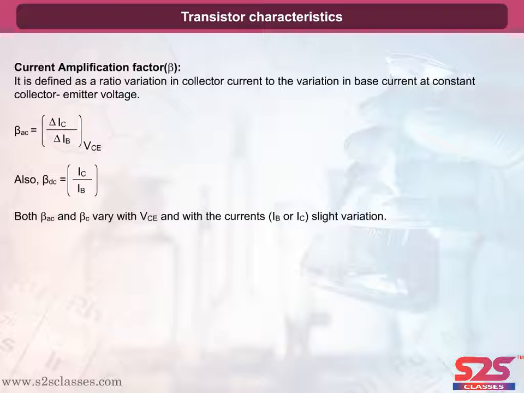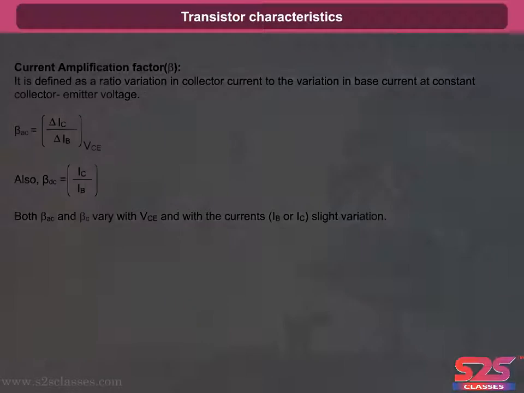It is defined as the ratio of variation in collector current to the variation in base current at constant collector emitter voltage. Both beta AC and beta DC vary with VCE and with the currents IB and IC slightly.